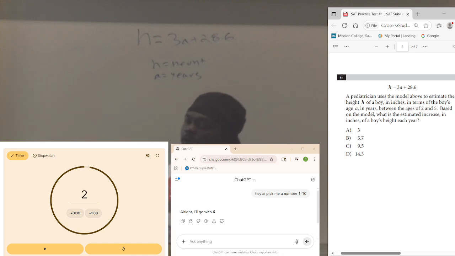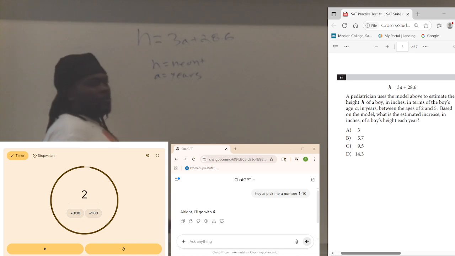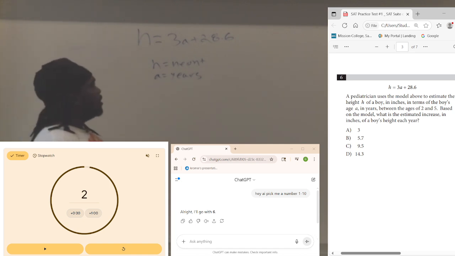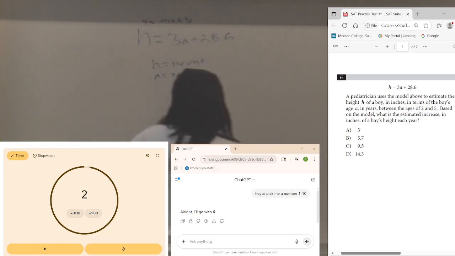The key in a lot of these problems, the SAT with no calculator, is that it's a lot of the same concepts which you have already seen, right? So what is H equals 3A plus 28.6? It's something where I usually have some variables with the slope-intercept form, your y equals mx plus b, right? Now, you're going to sit there and think to yourself, well, I know the slope is 3, right? And I know my y-intercept is 28.6.